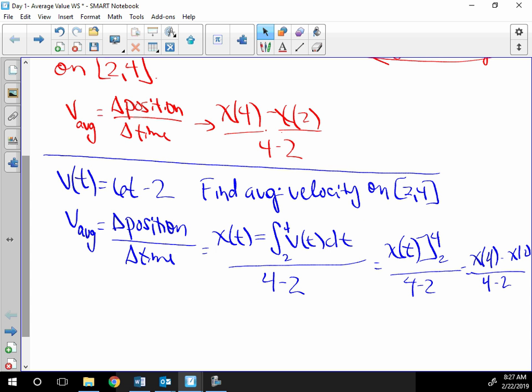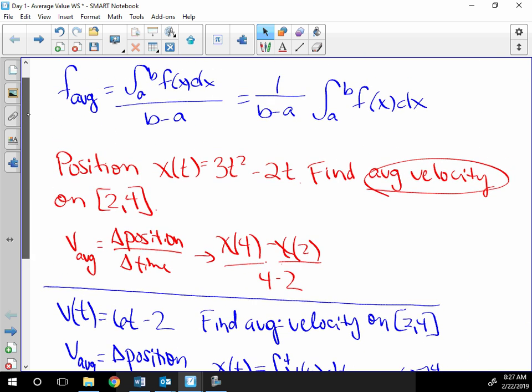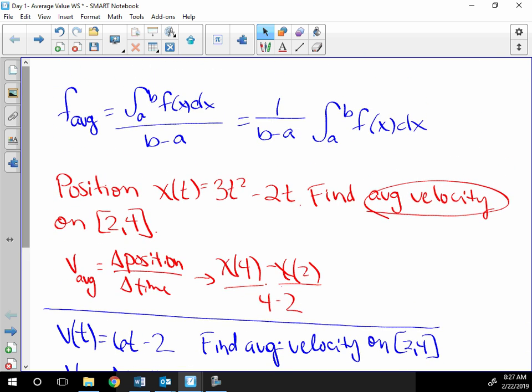So this is the idea with the average value of a function. The reason we have to integrate is the situation that we have here. We have to go back to the previous function, find the area under the curve, and then basically divide it by the interval that we have. So you don't necessarily have to remember that concept there.